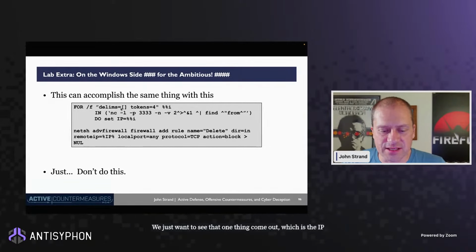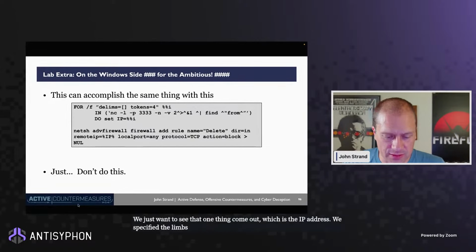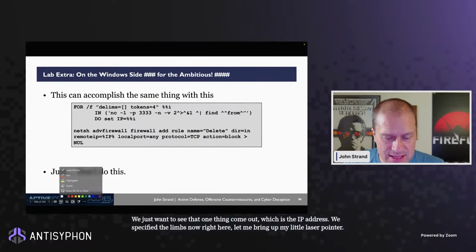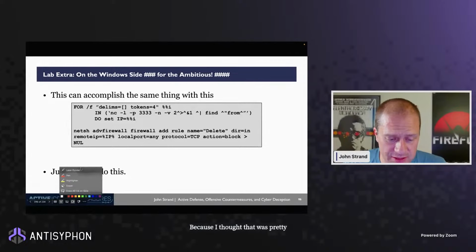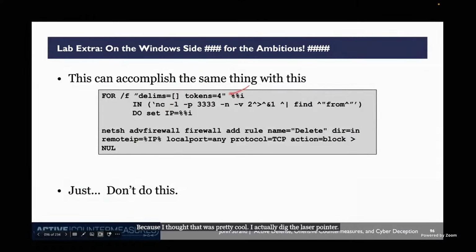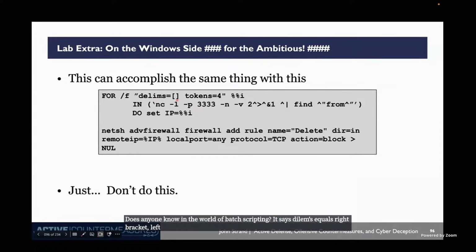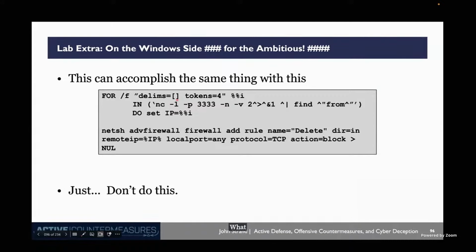We specified the delims. Now, right here, let me bring up my little laser pointer because I thought that was pretty cool. I actually dig the laser pointer. It's like pew, pew, pew, pew, pew, pew. So if we look right here in delimiters, what does that mean for delimiters? Does anyone know? In the world of batch scripting, it says delims equals right bracket, left bracket, or left bracket, right bracket. What does that mean for delimiters?